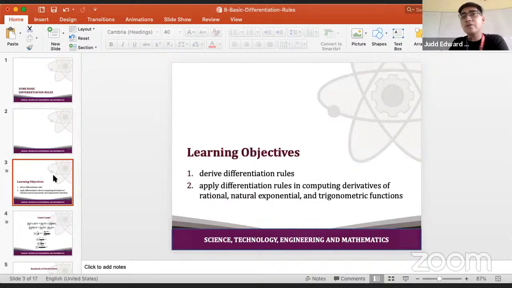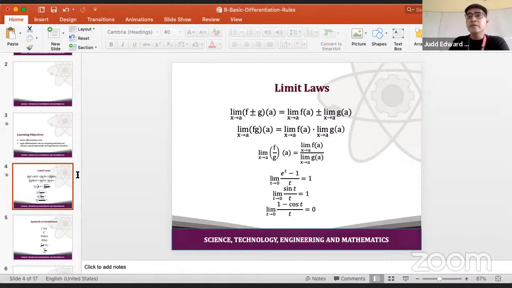derivatives? So, this is our learning objectives for this morning: to derive differentiation rules, apply differentiation rules in computing derivatives of rational, natural, exponential, and trigonometric functions. So these are the given limit laws na meron po tayo. So ito lang po itatandaan natin.